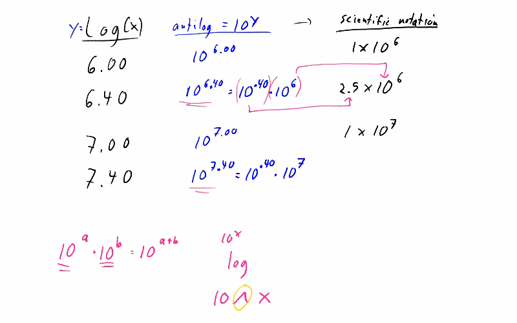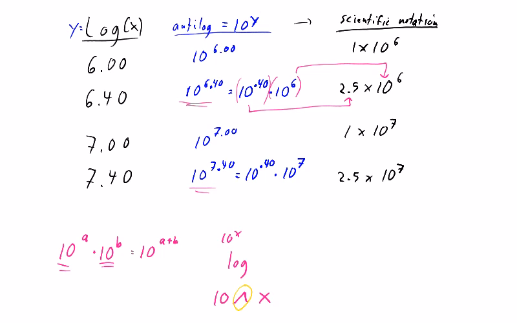You could simply take 10 and raise it to the 7.4 power, and you'll get 2.5 times 10 to the 7th. Now this looks awfully familiar because just a moment ago we got 2.5 times 10 to the 6th when we took 10 to the 6.4 power.